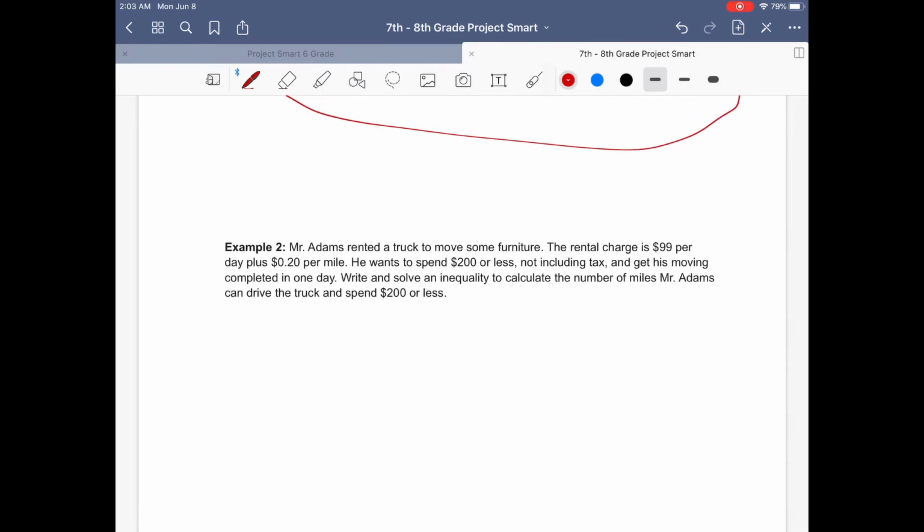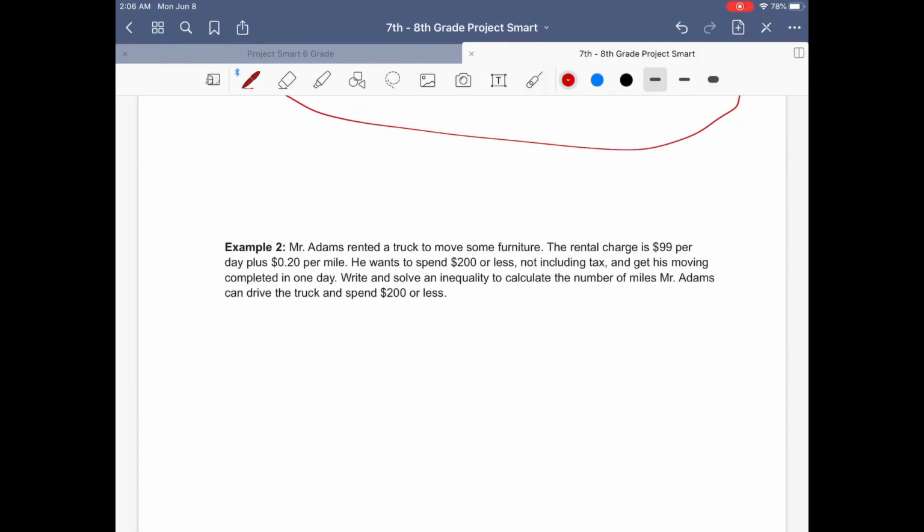It says here, Mr. Adams rents a truck to move some furniture. The rental charge is $99 per day plus 20 cents per mile. He wants to spend $200 or less, not including tax, and gets his moving company in 1 day. Write an equation and solve the equation to calculate the number of miles Mr. Adams can drive the truck and spend $200 or less.